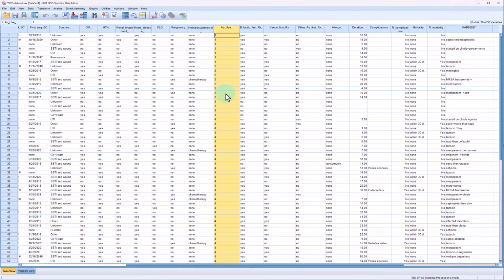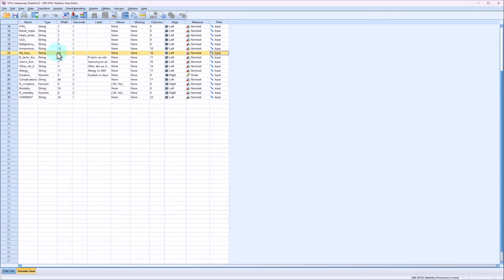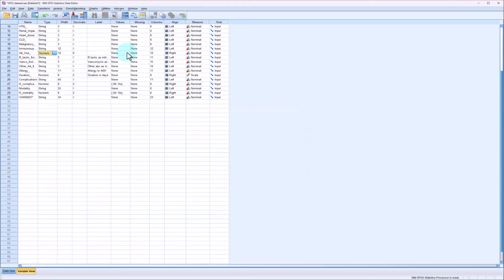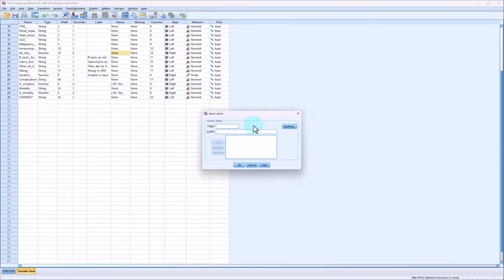Now everything has been transformed here. Again, I would make it a numeric variable and then denote these variables in the value labels dialog box. One is ampicillin, two is ceftriaxone, three is none, and four is others.